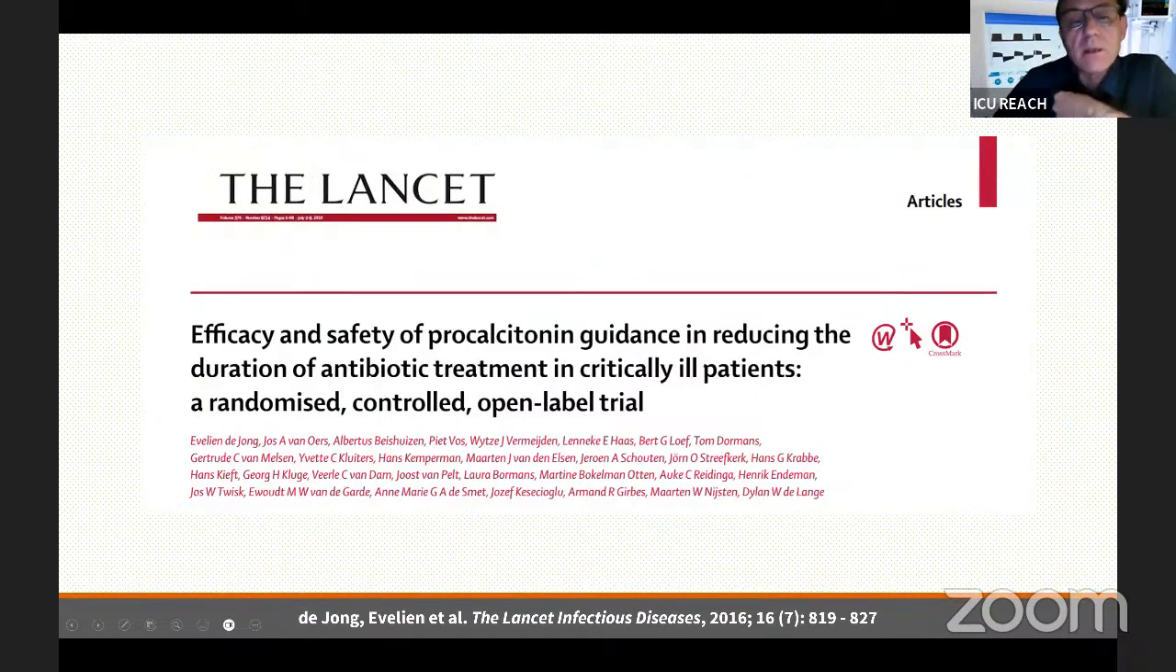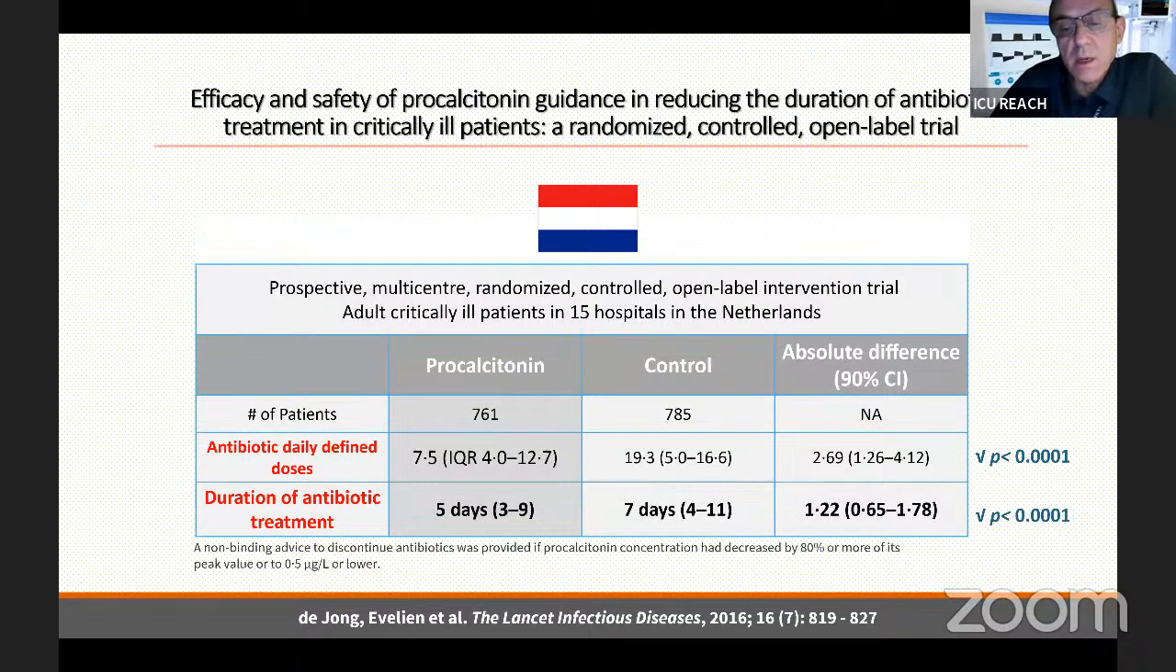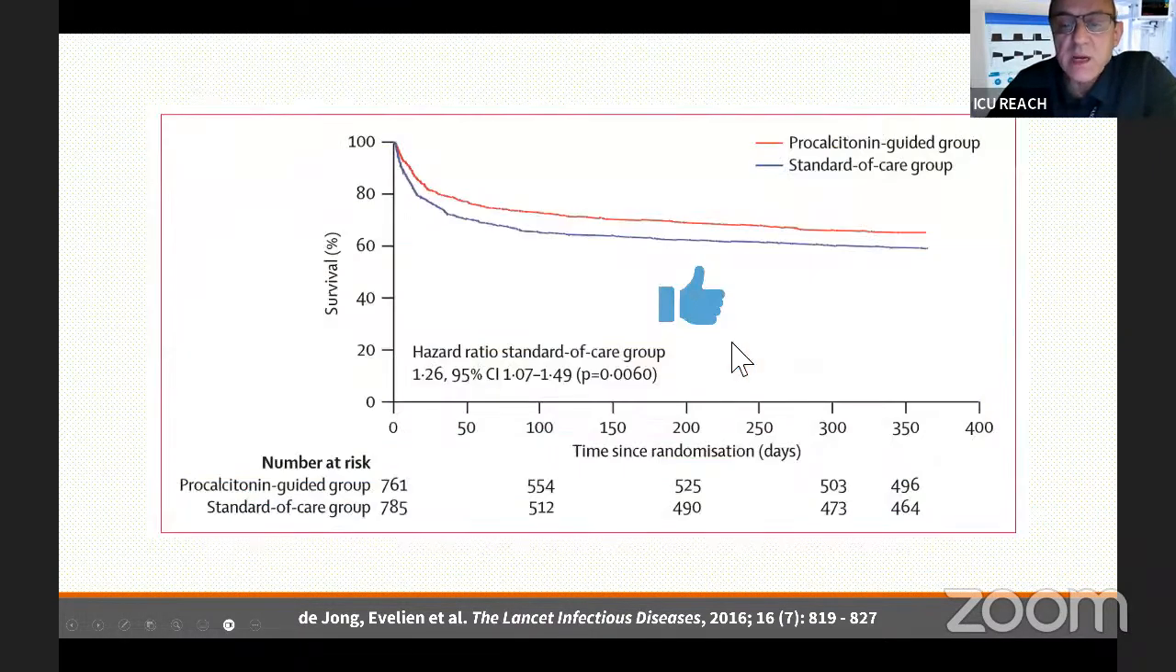Same thing in the Belgium study. This is a randomized controlled open-label trial that included around 1,500 patients. Those patients in whom they used the procalcitonin to stop antibiotic therapy had lower antibiotic daily defined dosages. They used less antibiotics, and the duration of antibiotics was lower compared to the control group. At the same time, they found that the mortality was better for those patients in whom they used procalcitonin to guide stopping antibiotics.